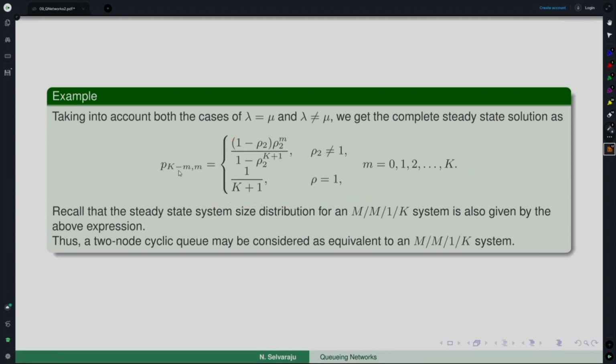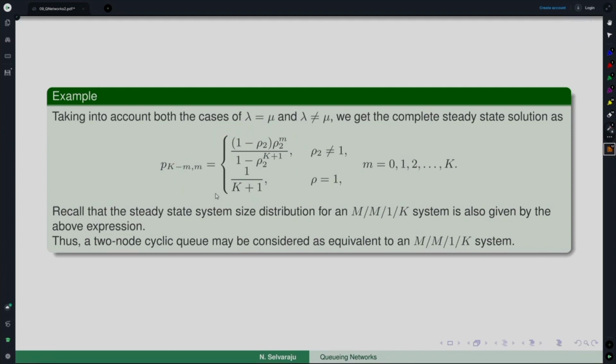This we have seen already, and that is corresponding to an M/M/1/K system, right. If you have an M/M/1/K system with the parameters lambda and mu, and you obtain the steady state number in the system in that M/M/1/K system, then you saw that you obtained exactly this expression where rho 2 is lambda by mu. So, here this one also you are obtaining to be exactly the same. So, that means what?